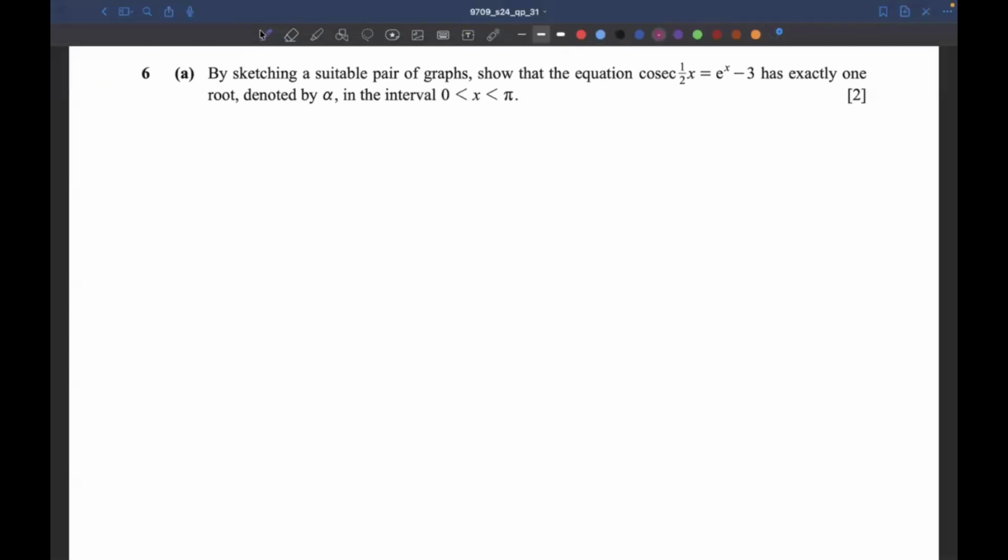In question 6, we have to sketch a suitable pair of graphs and show that the equation cosec half x equals e to the power x minus 3 has exactly one root for x between 0 and pi. So we'll first make the graph of y equals cosec half x. Then we'll sketch the graph of y equals e power x minus 3, and we'll have to show that they intersect at only one point.